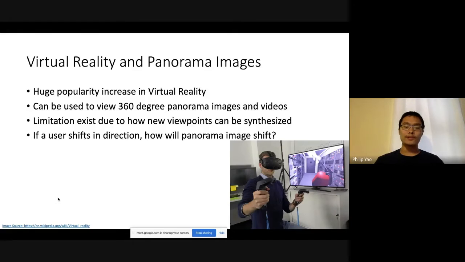If a user shifts in a direction, how will the panorama image warp itself such that the user believes they have also shifted in the virtual world? For example, if you considered a 2D image, the 2D image can be warped such that it appears that the 2D image was taken from a different angle. Similarly, we would like the panorama image to warp such that it appears that the user is at a different location.